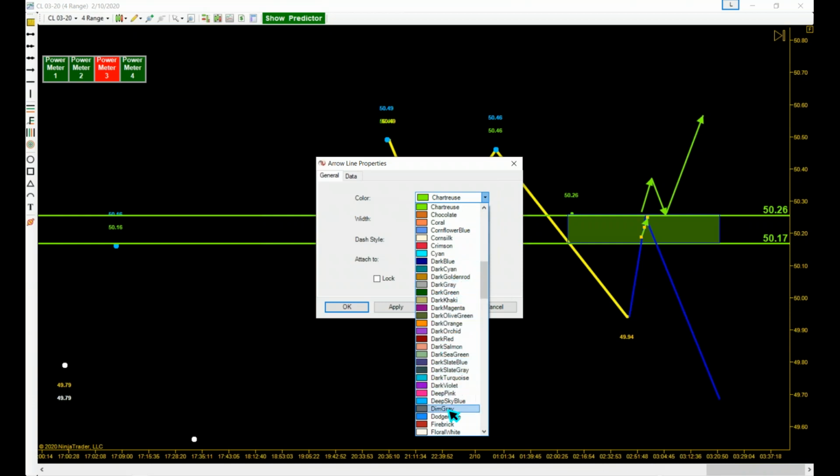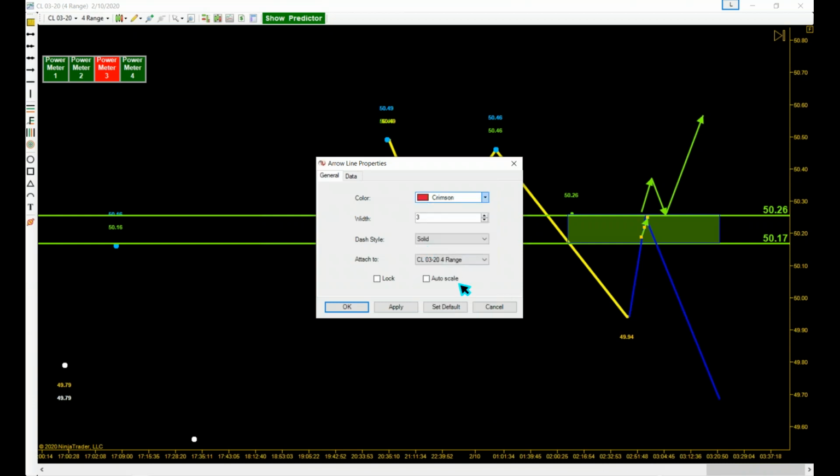I don't like pink. Let's see. Crimson, that's fine. Yeah, that's a good color.